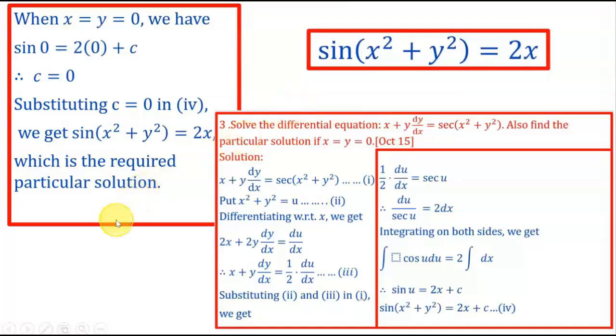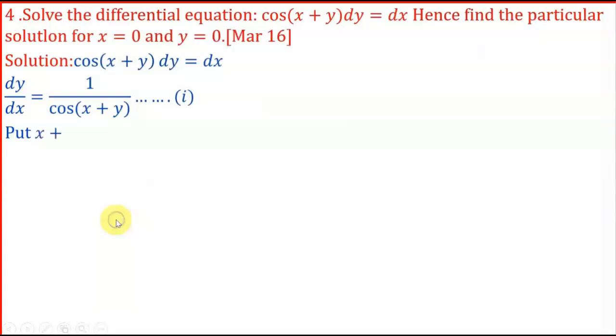Okay. Now next, solve the differential equation cos(x + y) dy = dx. Hence find the particular solution when x and y both are 0. Now see here, cos(x + y) dy = dx. Therefore, dy/dx = 1/cos(x + y).